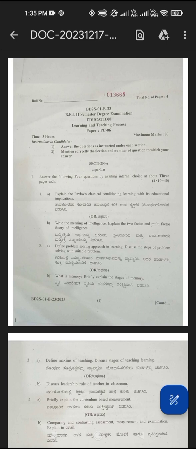Third bit, A question: define maxims of teaching. Discuss stages of teaching learning. B: Discuss leadership role of a teacher in classroom.